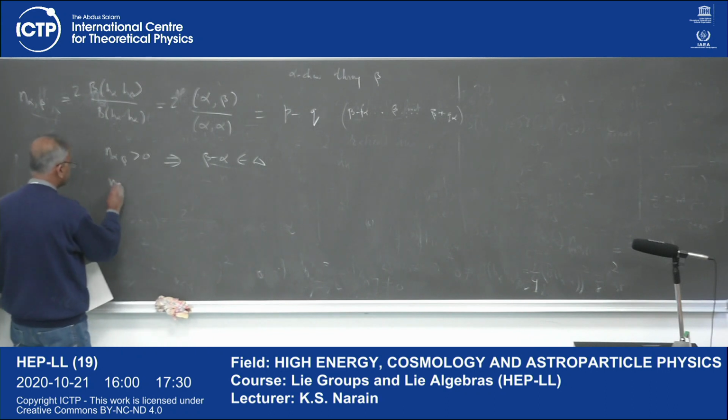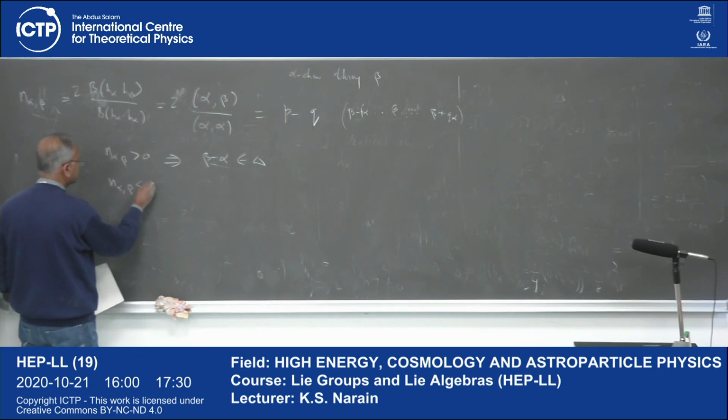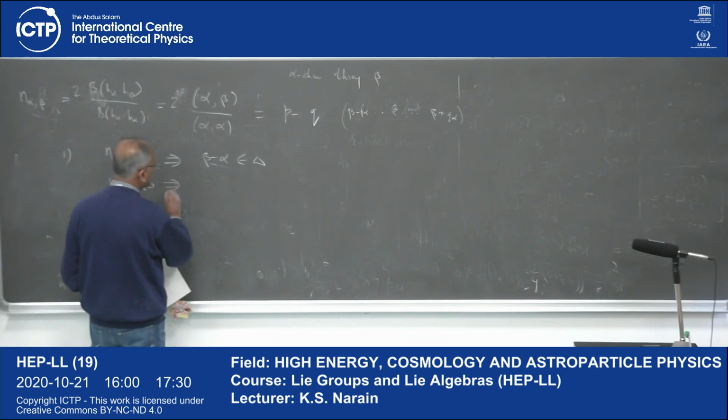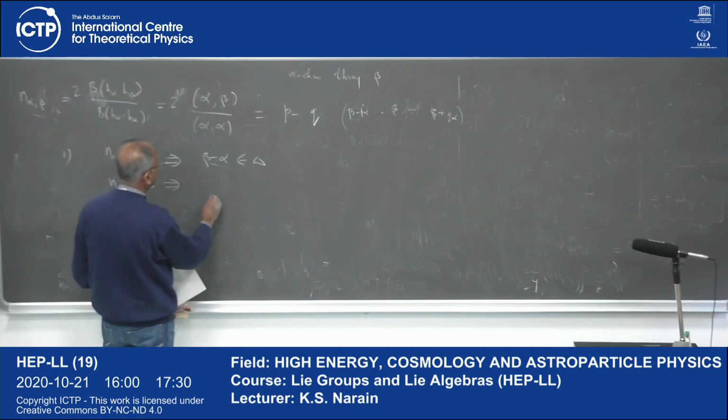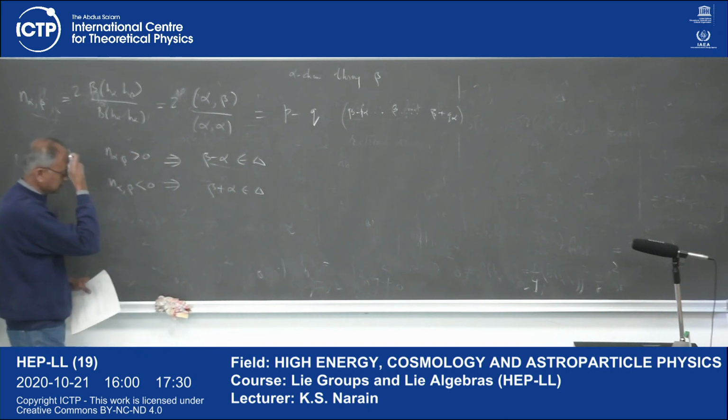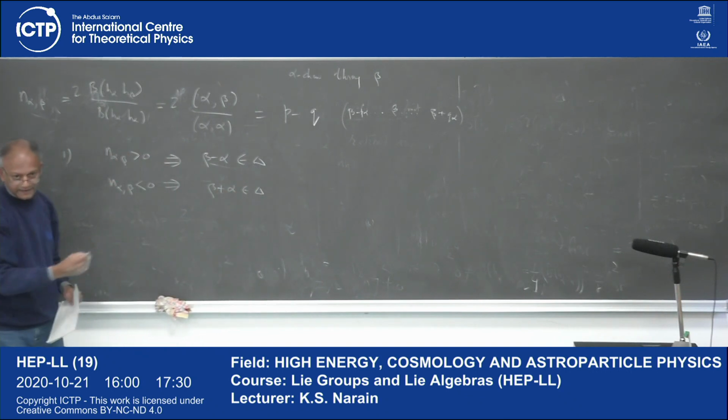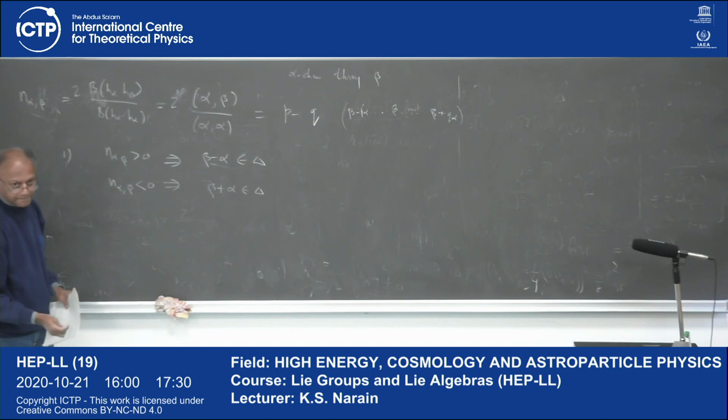On the contrary, suppose this was negative. Then this would imply that beta plus alpha is a root, at least. At least this much we can conclude just by looking at the sign.